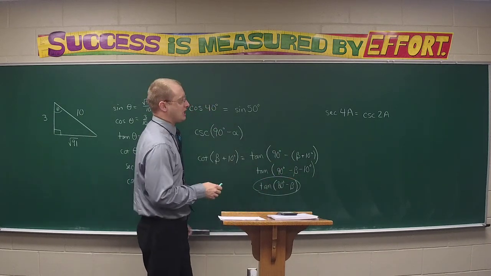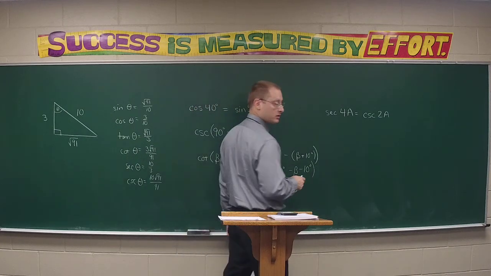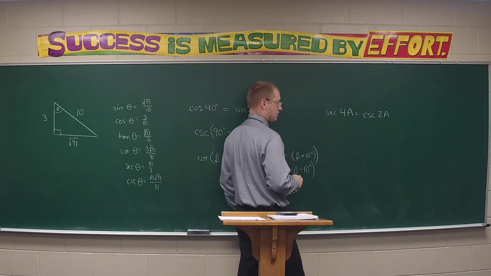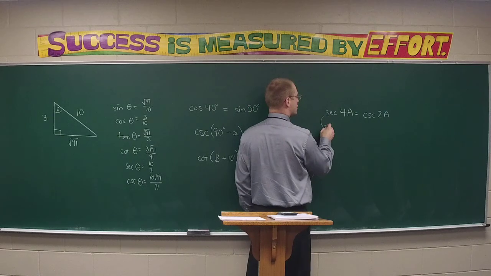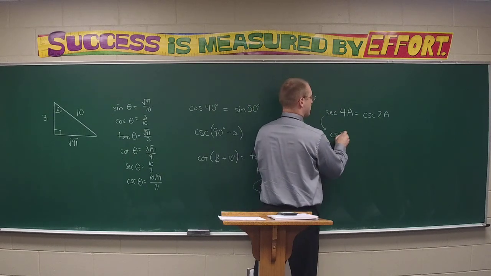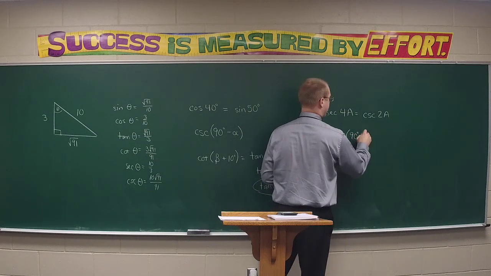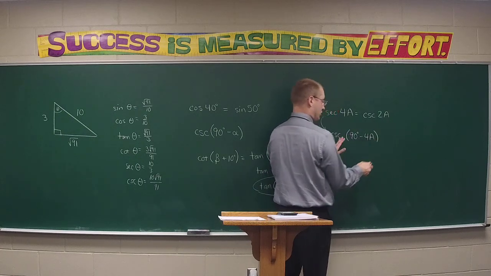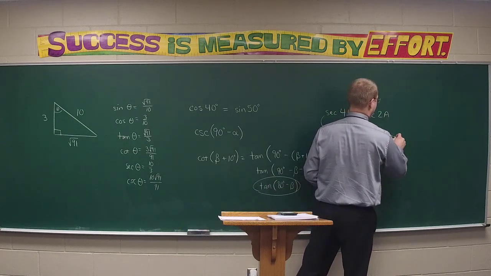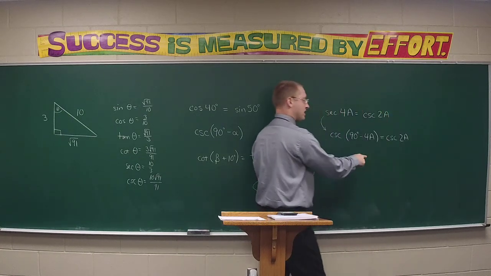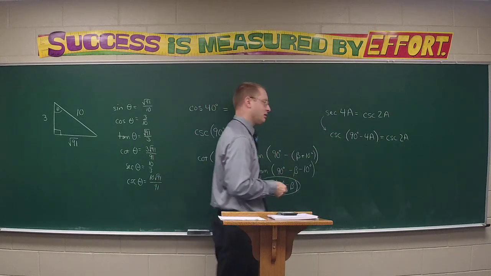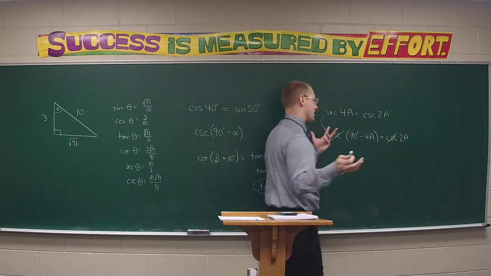What's the first key to getting rid of those trig ratios? Cosecant of 90 minus 4a. Good. Change to the same function, so they both say cosecant. We'll use a cofunction to do that, cosecant of 90 minus 4a. And because they both say cosecant, we can cancel. And now it's like any other ordinary equation.